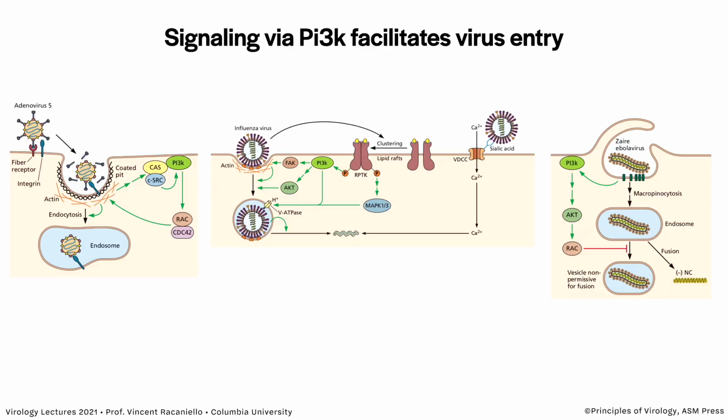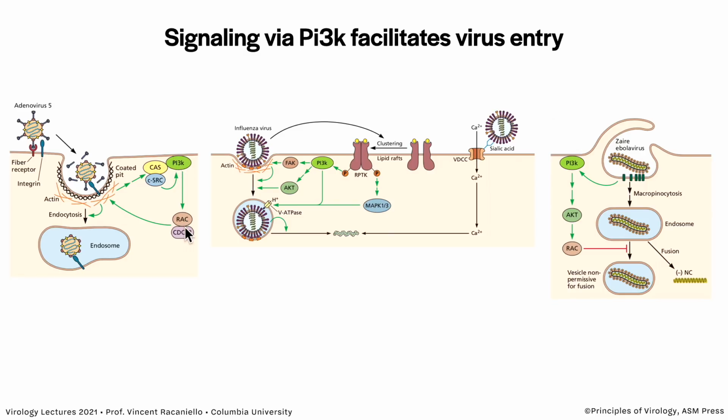So here are a couple of examples of how signaling via PI3 kinase, phosphoinositol 3 kinase, facilitates virus entry. In this case, we have 3 examples. So here on the left, we have adenovirus binding to its two receptors and being taken up by a coated pit. Eventually gets into an endosome, right? And what's happening here is that the binding stimulates a phosphorylation cascade through these proteins and eventually PI3K.